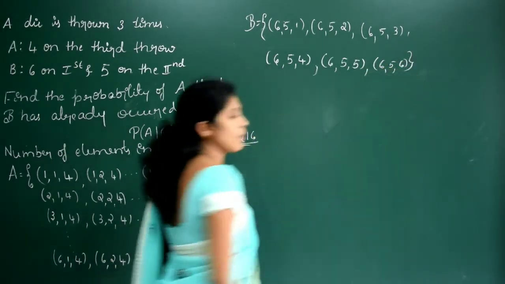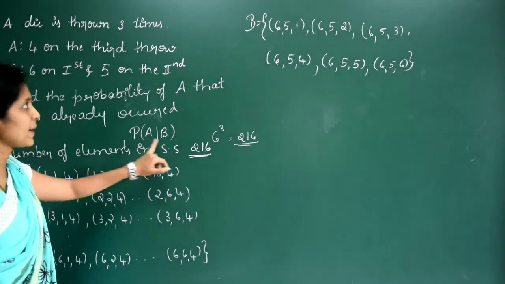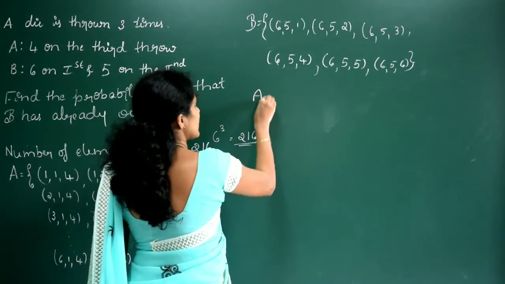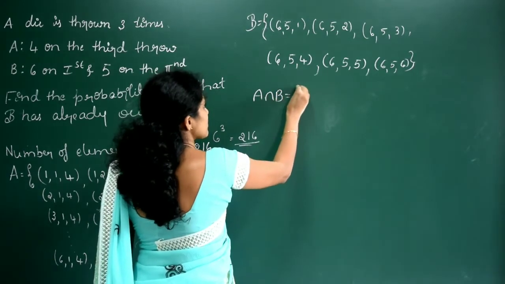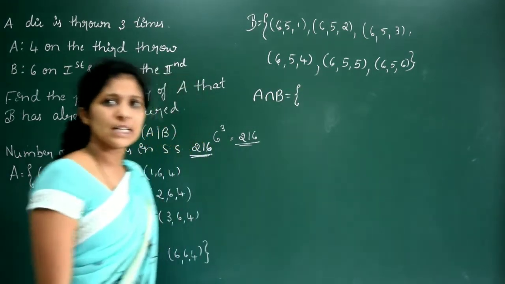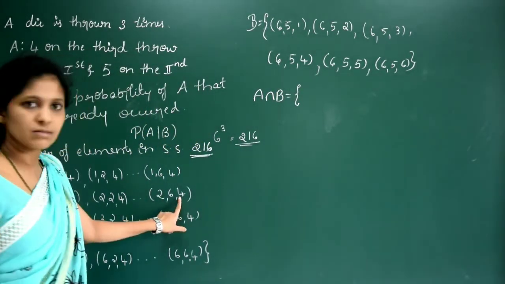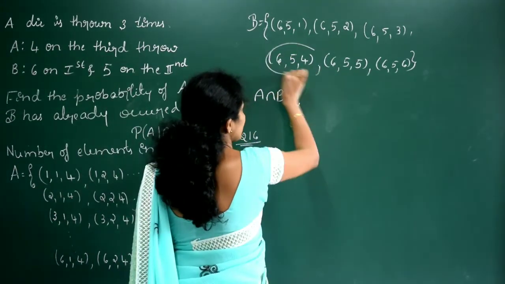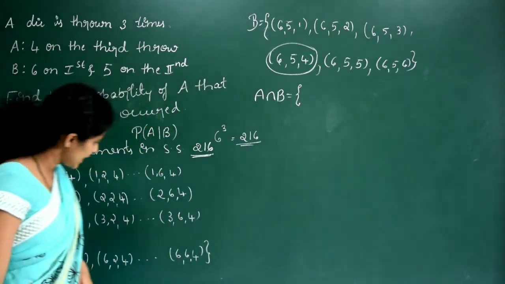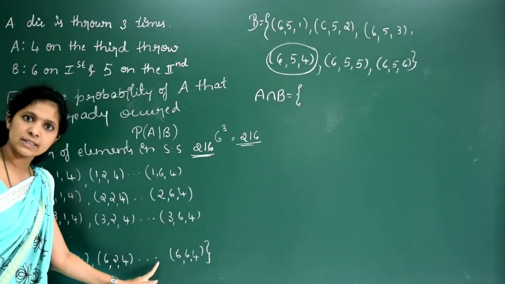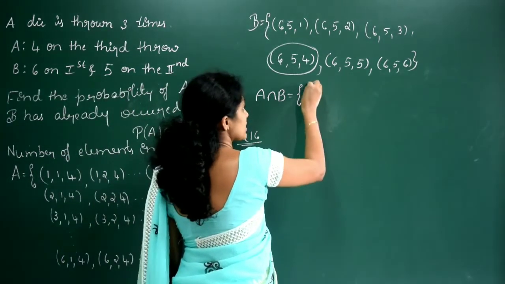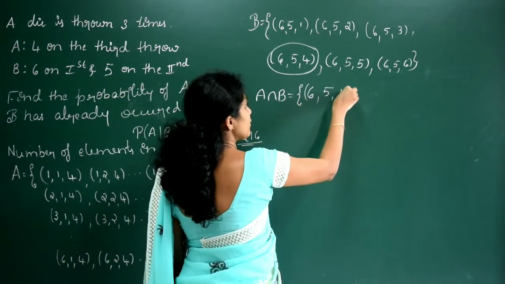Right? But we need to find P of A given B. For that we need A intersection B. Can you say what is the element in A intersection B? How many elements will be there? Only one element is possible. Here the last value should be 4. Only one, with last value 4, is there, right? So it is 6, 5, 4. Only one element will be there in the intersection, that is 6, 5 and 4.